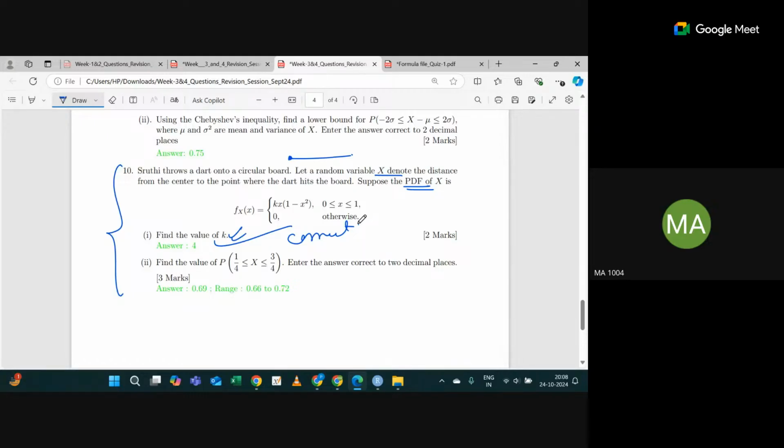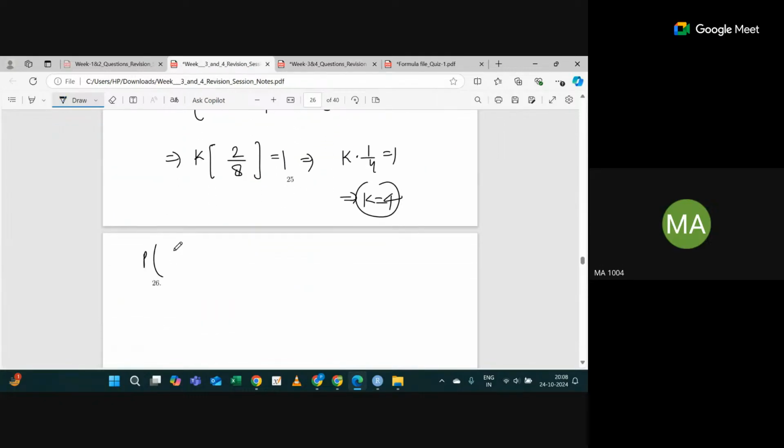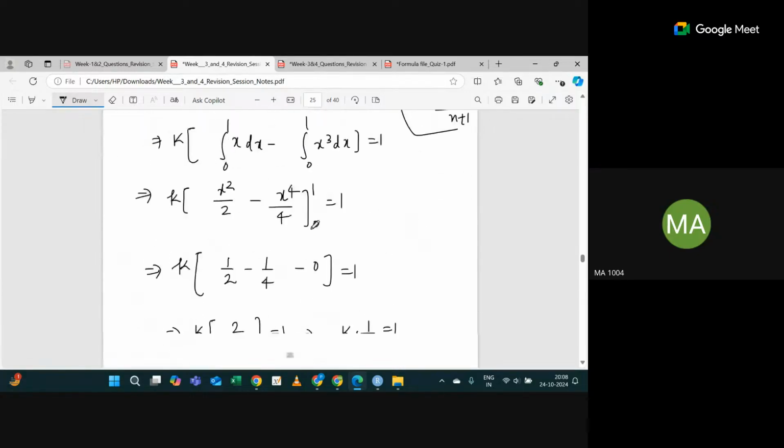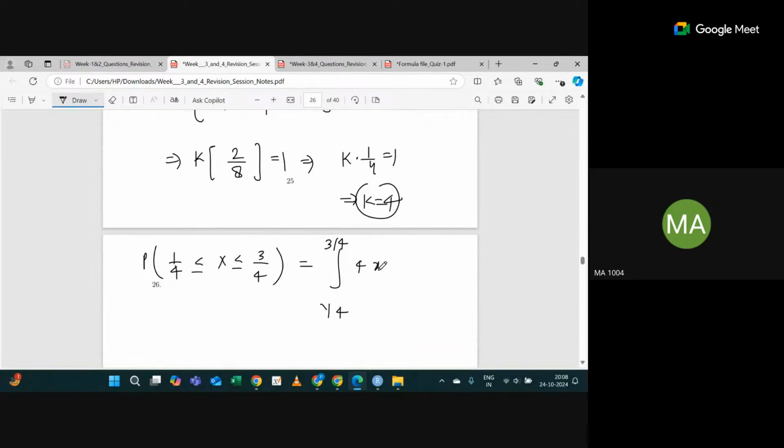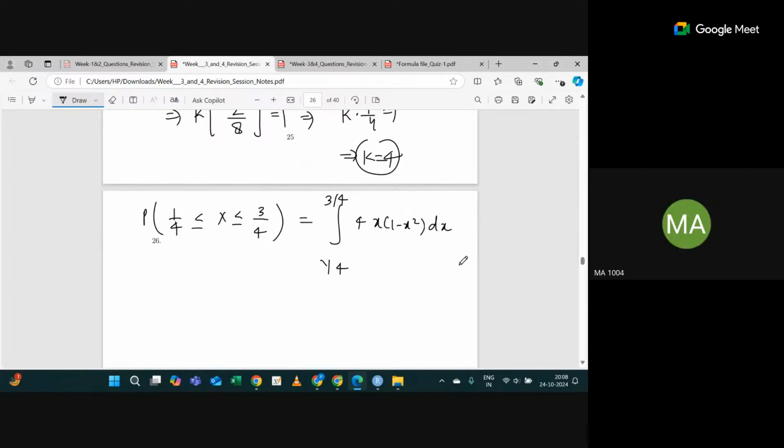Now the next question is you have to calculate this part. Since the PDF is given to you, you can directly integrate. The probability that you have to calculate is 1 by 4 less than or equal to x less than or equal to 3 by 4. That means I can integrate from 1 by 4 to 3 by 4. Since I have the value of k as 4, it will be 4 times x(1 - x²) dx. That's all. Are you getting my point?